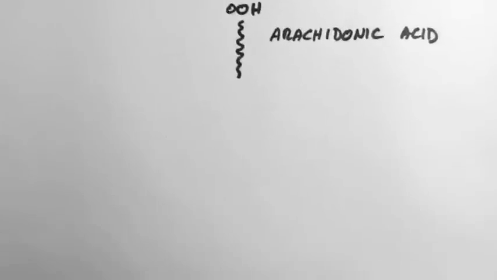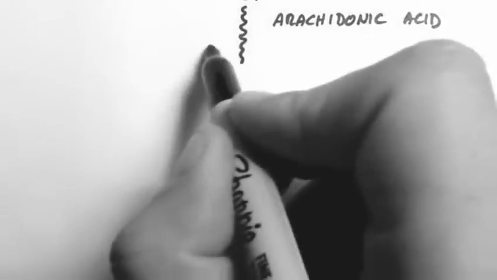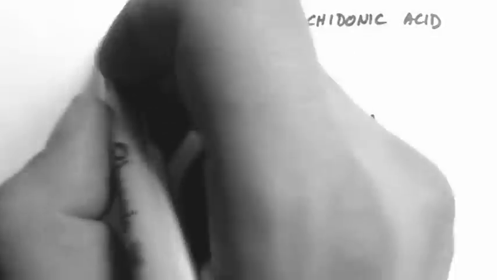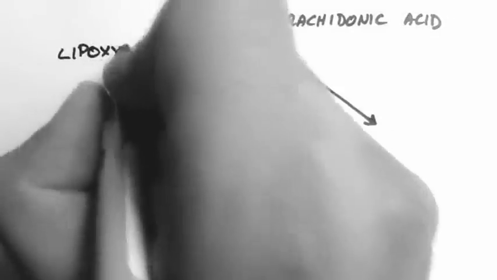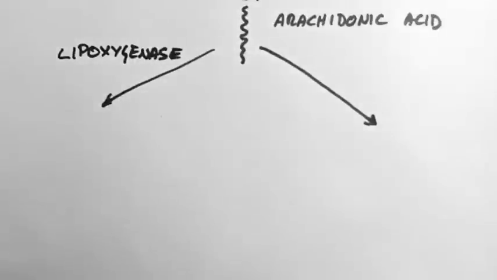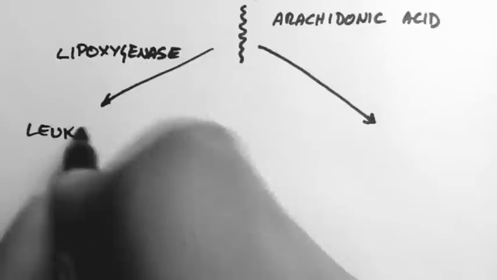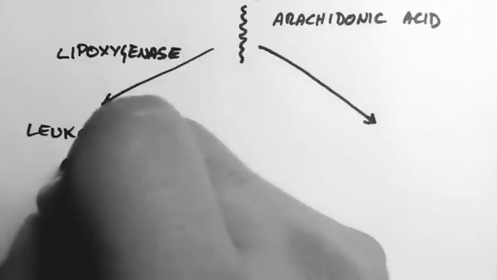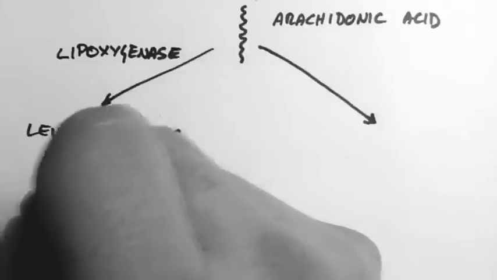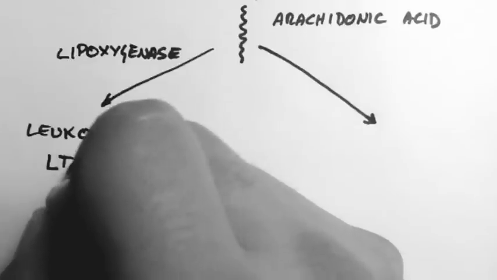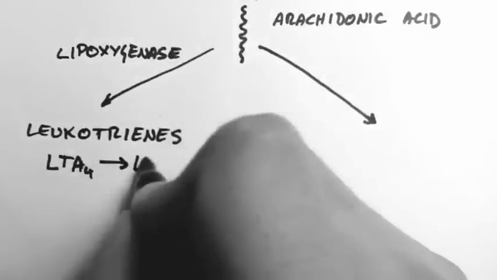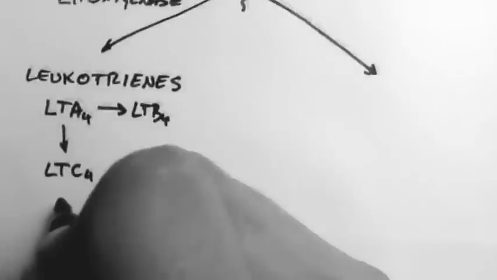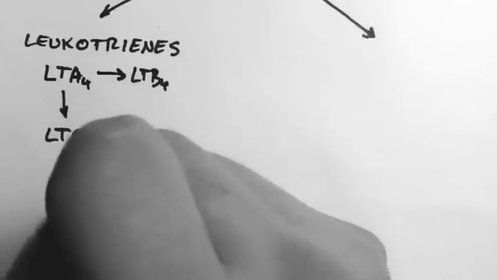Now there are two major pathways that arachidonic acid can take. I'll look at this pathway first. This is a less important one. It gets converted by lipoxygenase, which is another enzyme, into the leukotrienes, which are a group of molecules, which are named leukotriene A4, which can be converted into leukotriene B4, leukotriene C4, or eventually leukotriene D4.